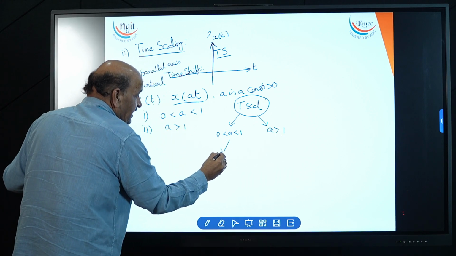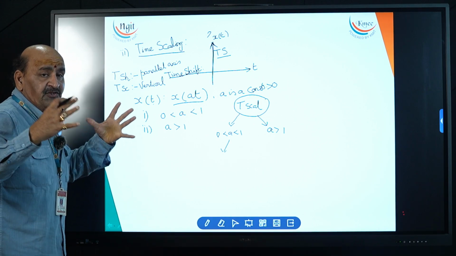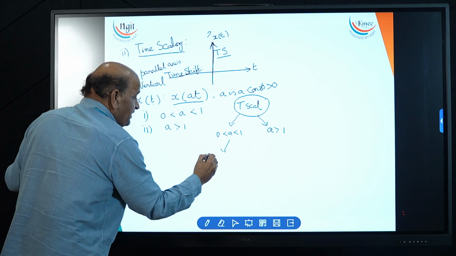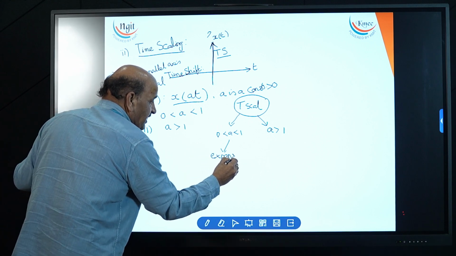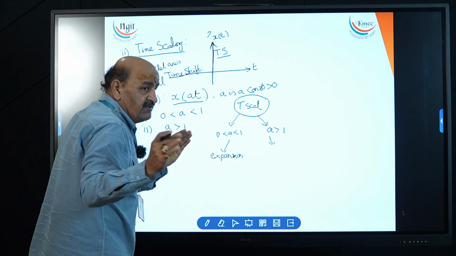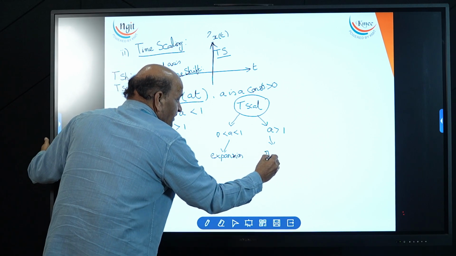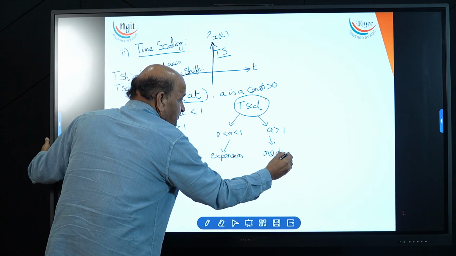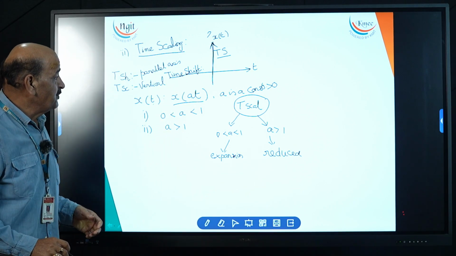In case a is less than 1, the signal will be expanded. Expansion will be done on the signal. If a is greater than 1, the signal will be reduced. Reduction process will be done. These two points we have to remember.